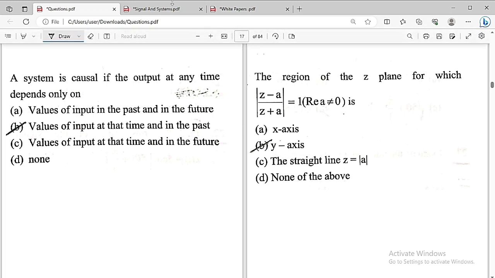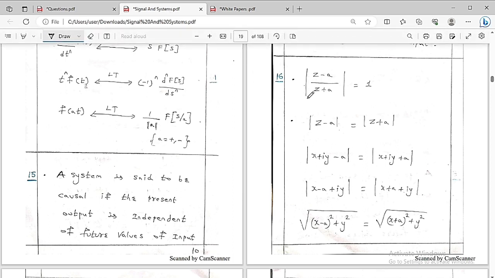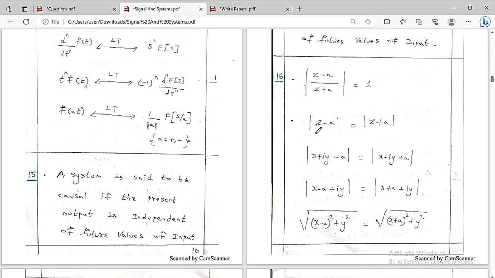So let's solve this numerical. We can say |z - a| / |z + a| = 1, where z is the variable of the s-plane. If you do the cross multiplication, what we are going to get? |z - a| = |z + a|. Here z = σ + jω. So here I have written |σ + jω - a| = |σ + jω + a|. I am going to keep the real part on one side and the imaginary part on the other side.